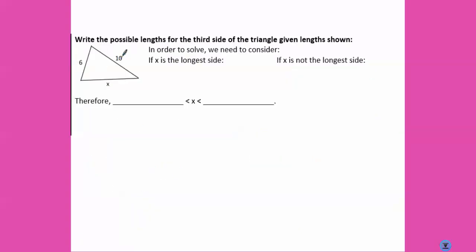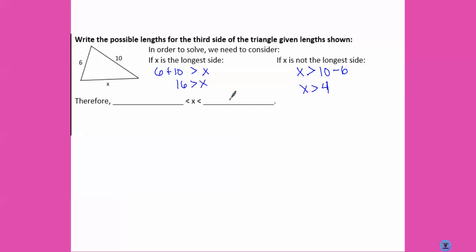What if we only know 2 side lengths and not the third? So if x is the longest side, then 6 plus 10 has to be greater than x. If x is not the longest side, then x has to be greater than 10 minus 6, so that when you add it with the smaller side, it ends up being bigger. So 6 plus 10 is 16, has to be greater than x, and x has to be greater than 4.